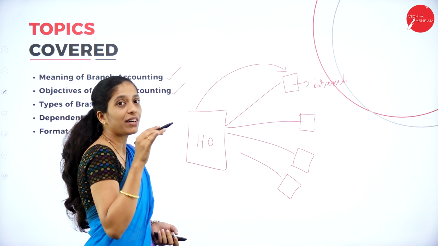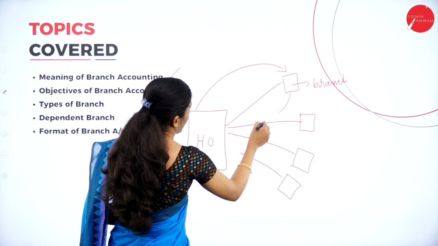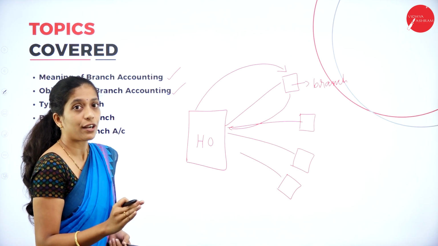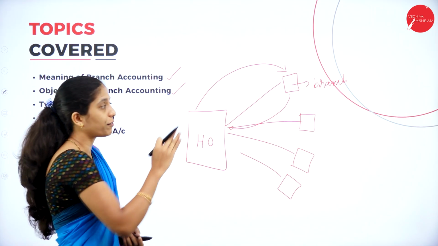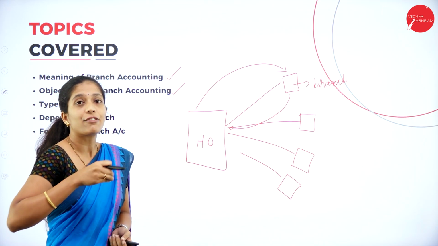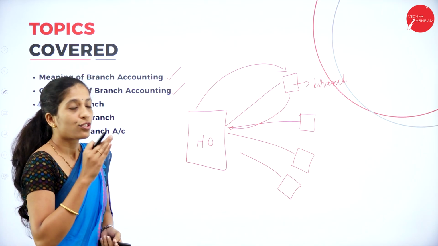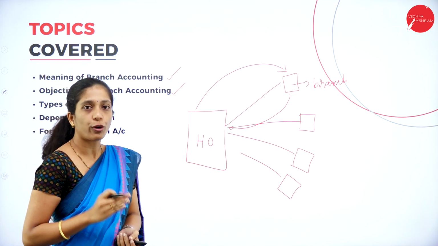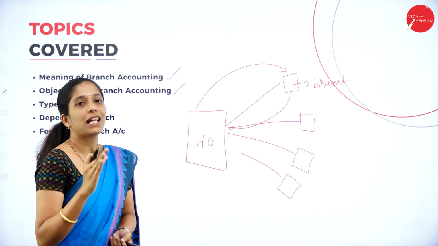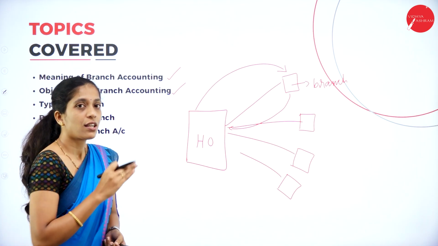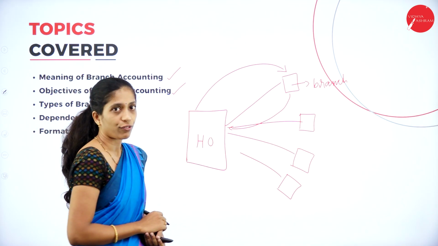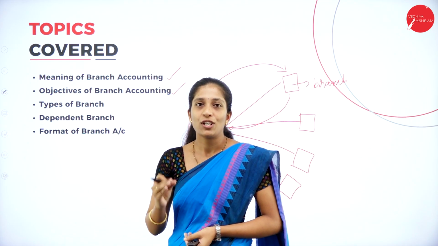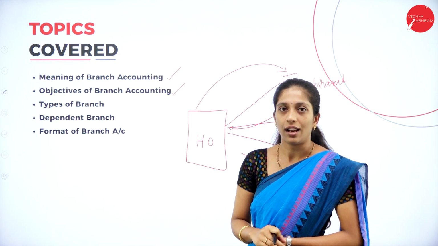In the same way, whatever the income which is earned in the branch has to be given to the head office. So here each and every activity of the branch will be controlled by whom? By the head office. As I told you, each and every activity of the branch will be controlled by head office. In the same way, whatever the expenses which is incurred in the branch will be given by whom? By the head office. In the same way, if the branch earns income, it has to be returned back to the head office.